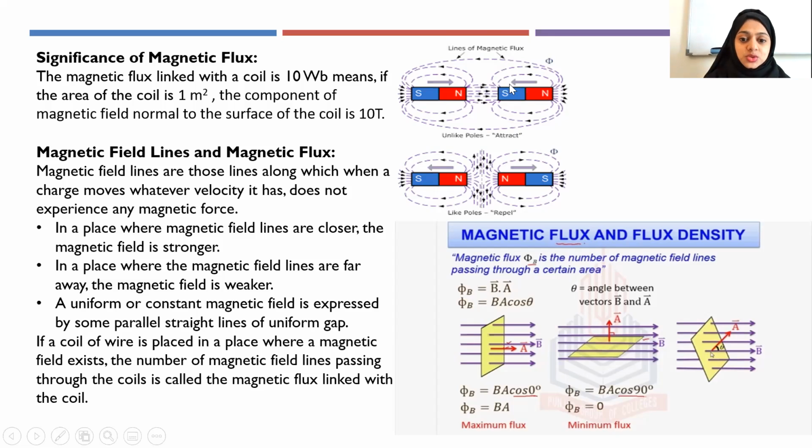So this is just to show you what magnetic field lines are. And now, the relation between magnetic field lines and magnetic flux. If a coil of wire is placed in a place where the magnetic field exists, the number of field lines passing through the coil is called the magnetic flux linked with the coil. So if there are more field lines passing, then what will we say? The magnetic flux is more.